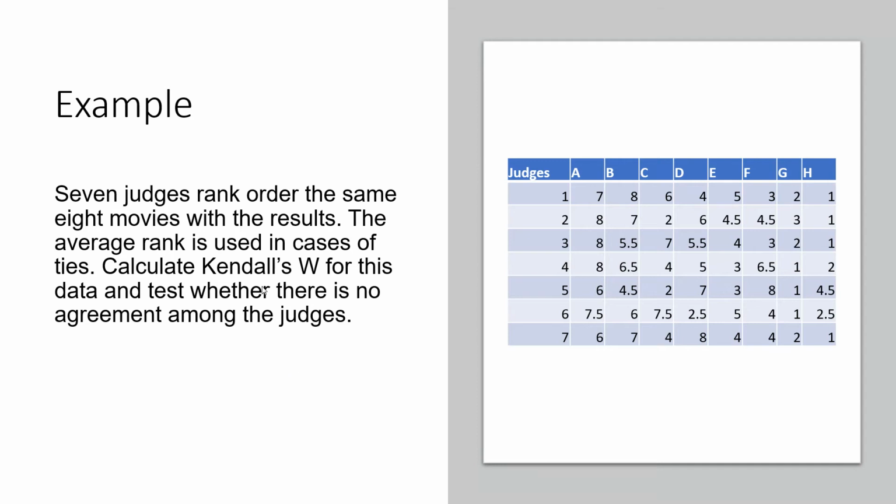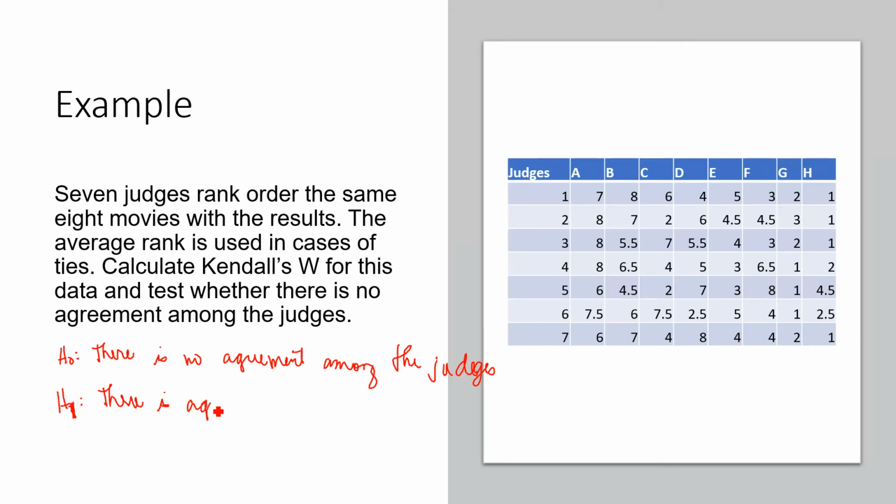Now for our null hypothesis here, we could have H sub 0: there is no agreement among the judges. And for the alternative hypothesis: there is agreement among the judges.